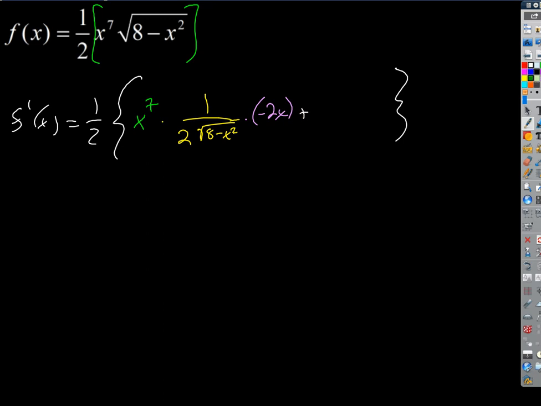Plus, so what is that then? That's really just u times v prime, plus the u prime we need. What's that going to look like? Square root of 8 minus x squared times 6. Calculus is done. That's it. Now we just have to simplify that. So what are some ways we can do that?